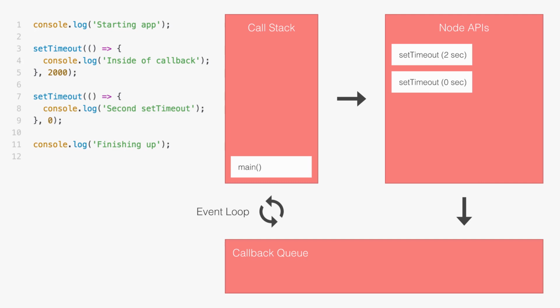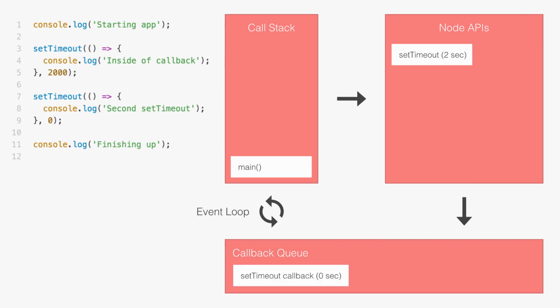Now, at this point, let's go ahead and assume that setTimeout, the one that has a 0-second delay, finishes. When it finishes, it's not going to get executed right away. It's going to take that callback and move it down into the callback queue. The callback queue is all of the callback functions that are ready to get fired.